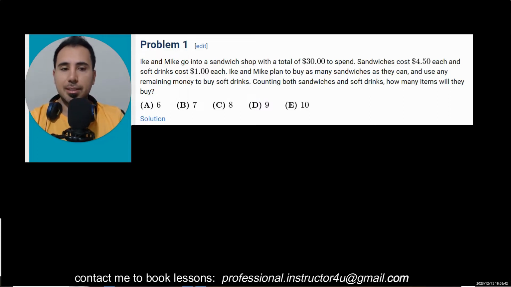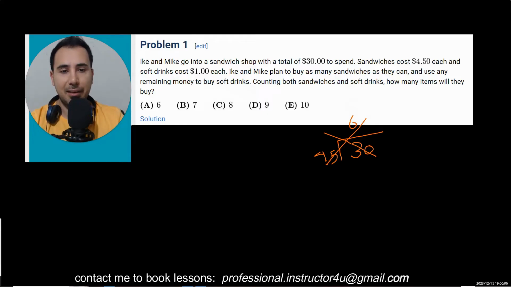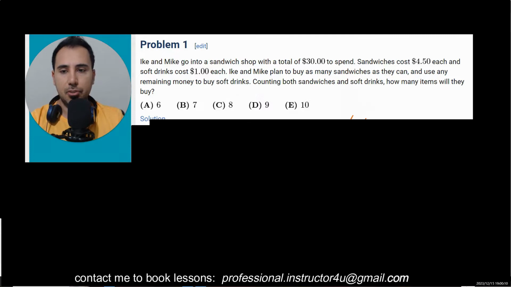So some people will want to write like this, right? You would go 30 and they want to divide 30 by 4.5. Is that a good idea? It works, because the last number you could write here is going to be 6, but it's a bad idea. If you do this for question 1, you waste time and then you get nervous. The question is way easier than doing this.